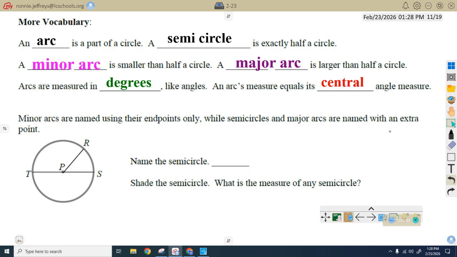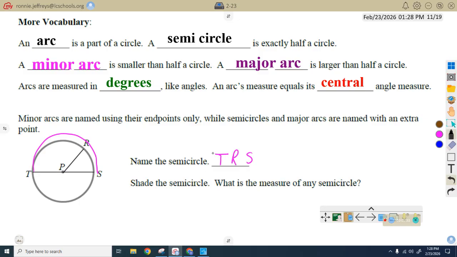All right, minor arcs are with the endpoints only. Semicircles, major arcs, they have basically 3 of the points in it. So a semicircle. Yes. TS. Yes. Actually, that's part of it. TPS. It doesn't. P is in the middle. It's circle P. So this is TRS.